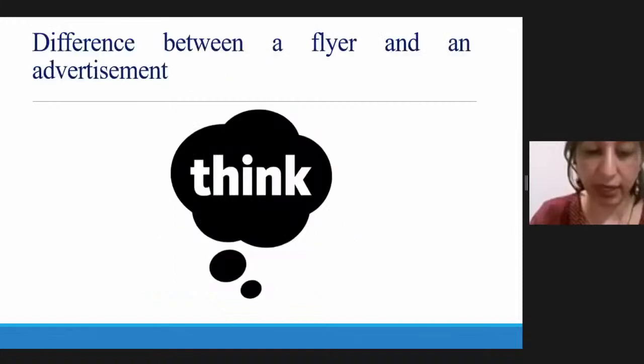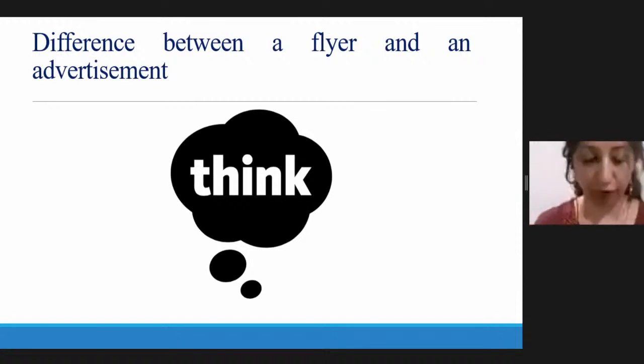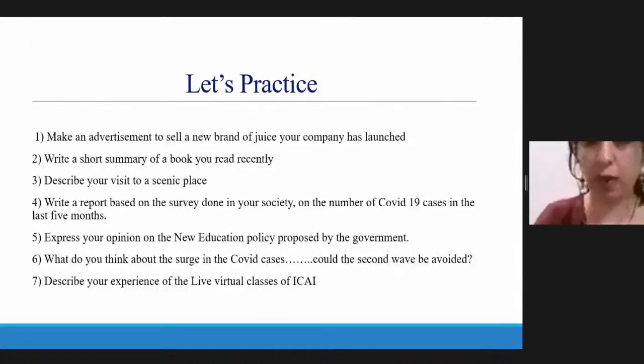Advertisement. You all have to think. It's very important. If you simply take the words given to you, you are reducing your thinking ability. So please think and tell me what exactly makes a flyer and what exactly makes an advertisement an advertisement. In fact, it would be great if you make one. Okay, that's very important if you make one.